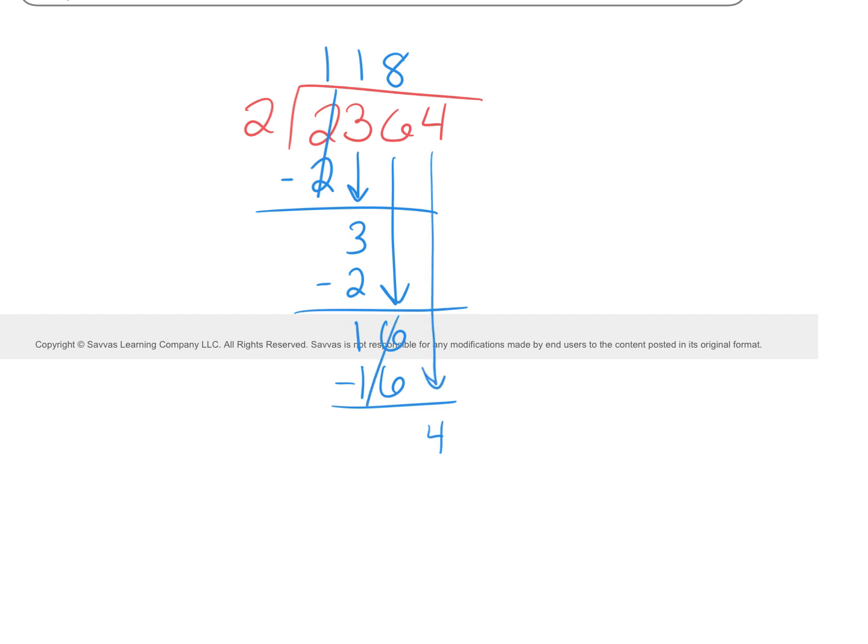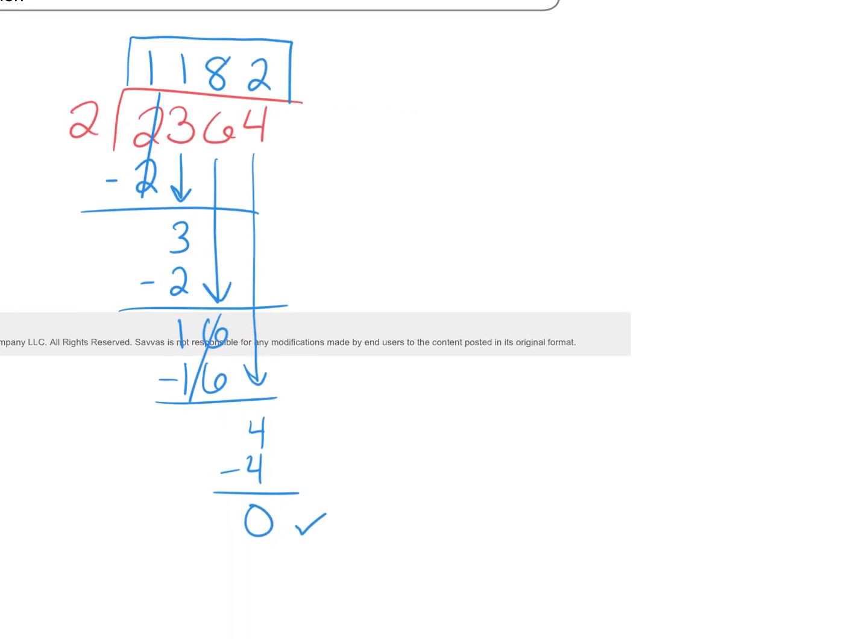How many times does 2 go into 4? 2. So my answer is 1,182. Because when I factor that out, I get 0, which we want. Since there's no x's in those, can we use a calculator for those or no? You won't have problems like this.